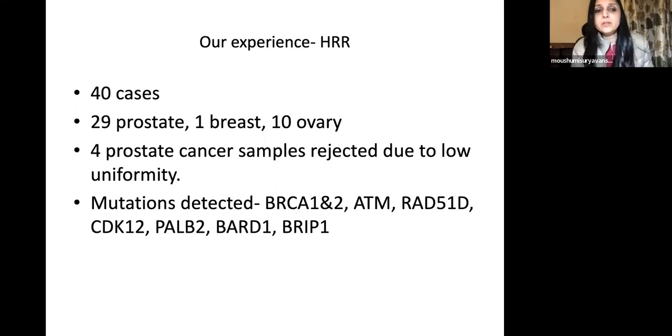And as I told you earlier, we had 4 prostate cancer patients who were rejected due to low uniformity. The major problem in prostate is the old tissue and also the bony samples, and the mutations found mostly were BRCA1, BRCA2. We are also doing single gene BRCA1, BRCA2 testing, so probably they were missed and not tested. ATM, RAD51, CDK12, PALB2, RAD51, and BRIP1. So these were the mutations commonly found.